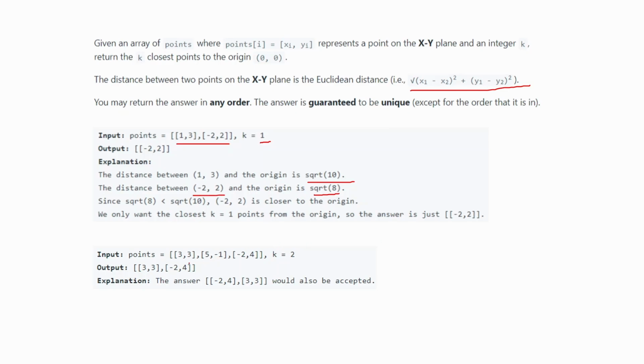Let's see another example. Here we are given 3 points, but we'll have to find the first 2 closest points to the origin. So it says that [3,3] and [-2,4] will be the first 2 closest points. Now let's try to solve this problem.